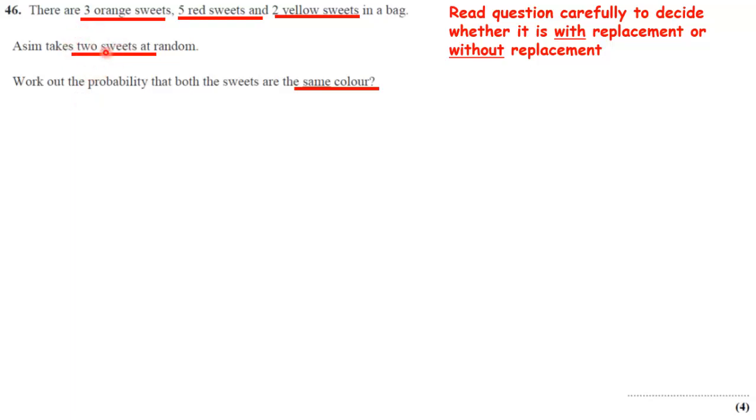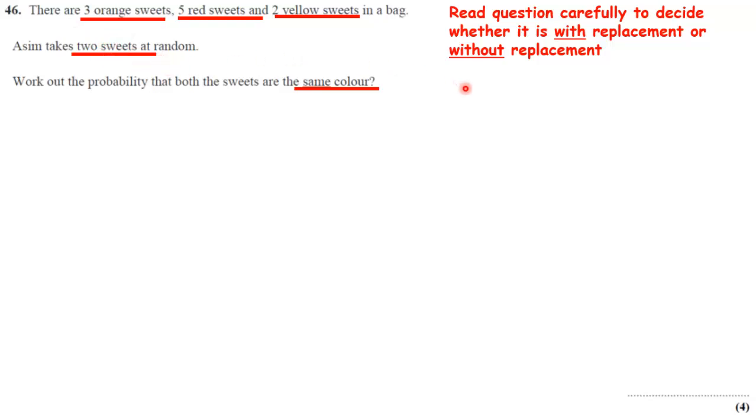So in other words, what they're trying to say is that he's taken 1 sweet and then he's taken another, so that's 2 sweets altogether. So in other words, it's without replacement. He's taken the first sweet, then taken another, right? So he's taken 2 sweets altogether, and that's what they mean by him taking 2 sweets. Now, you really do need to think about that and understand that clearly.